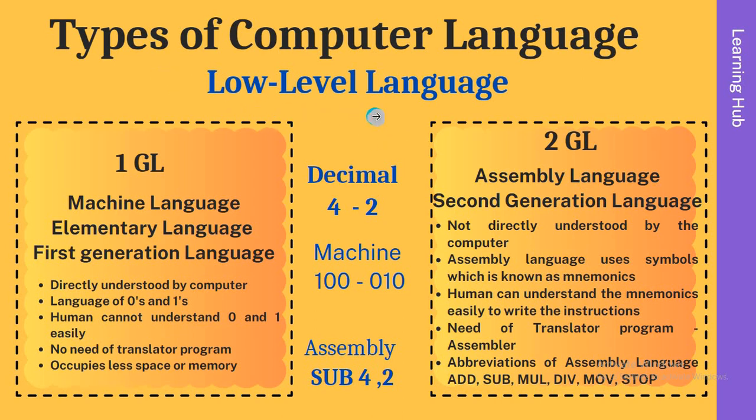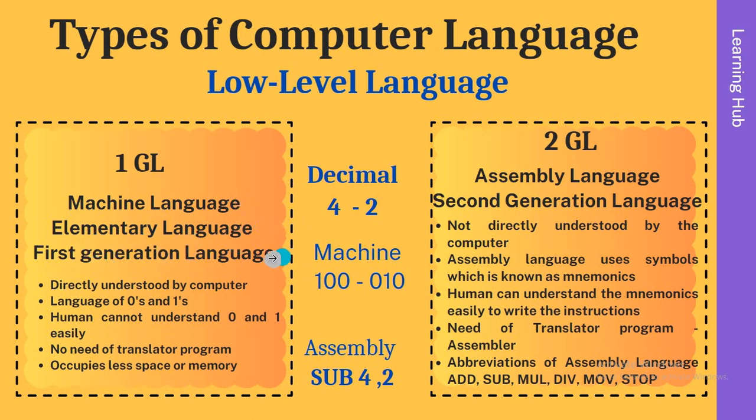What is low level language? Low level language is a language that a computer can understand. Binary language is also known as a low level language. 1GL: 1GL means machine language, elementary language, first generation language.